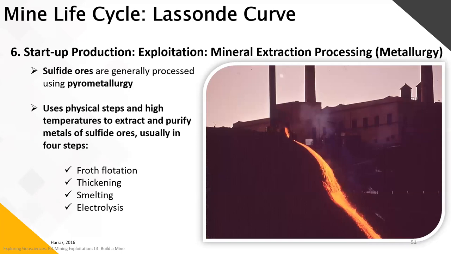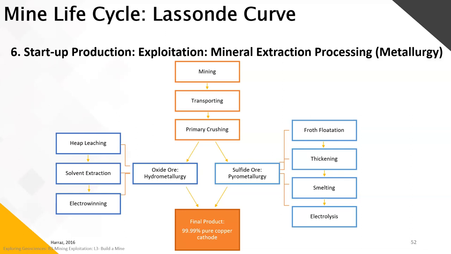Here we have an example of the pyrometallurgy process. It uses physical steps and high temperatures to extract and purify the metals. The steps used are froth flotation, thickening, smelting, and electrolysis. The smelter in Rouyn-Noranda for the copper ore deposit is a good example. The metallurgical processing is also very important in defining the kind and concept of the mine.